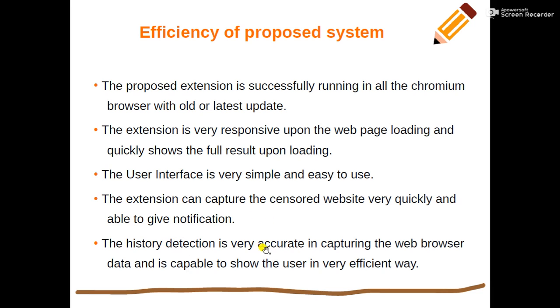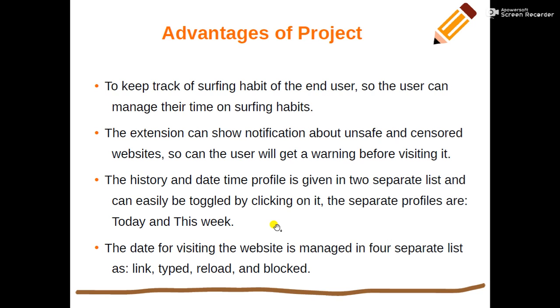History detection is very accurate in capturing web browser data and is able to show it to the user in a very efficient way, as we have done time categorization and type categorization. Time categorization means one day and one week, what you have traversed on your browser in a day or a week. Further, we categorize by types: linked, typed, reload and blocked.